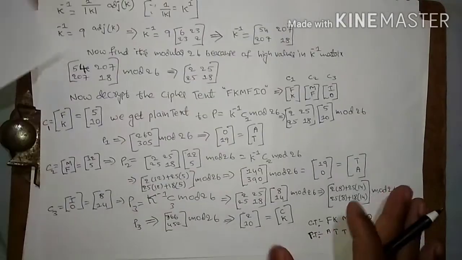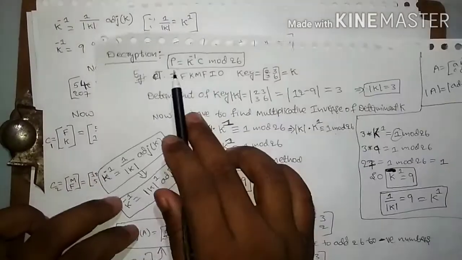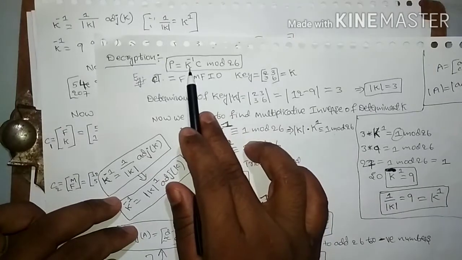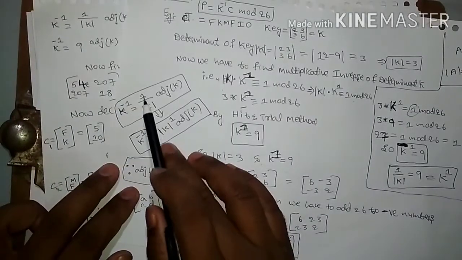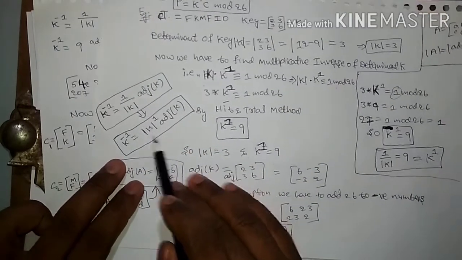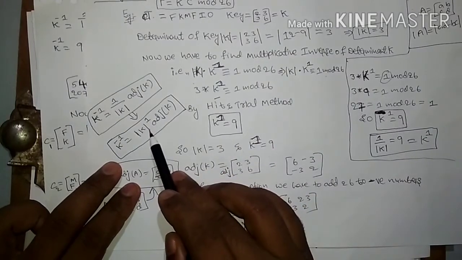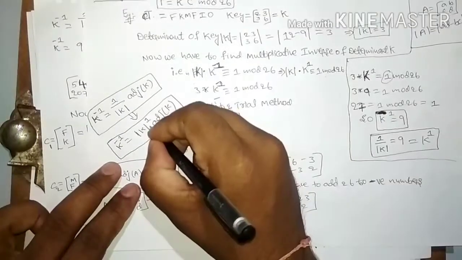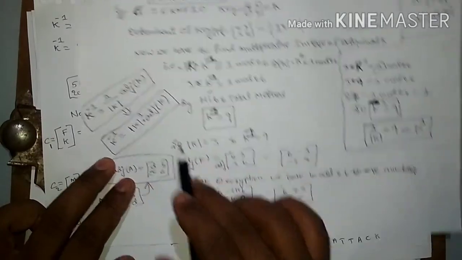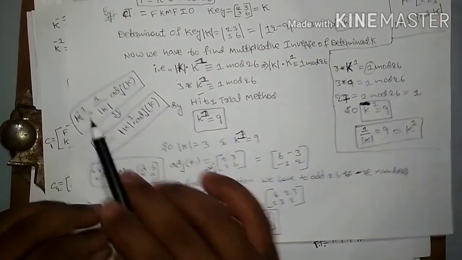Next, first we have to get the formula. Plain text equals k inverse into C mod 26. So here we want to find k inverse. Formula for k inverse equals 1 by det k into adjoint k. 1 by det k value is k dash. K dash is equal to 9. Then we have to get k dash into adjoint of k. Adjoint of k value is this one. So we are finding this k inverse.